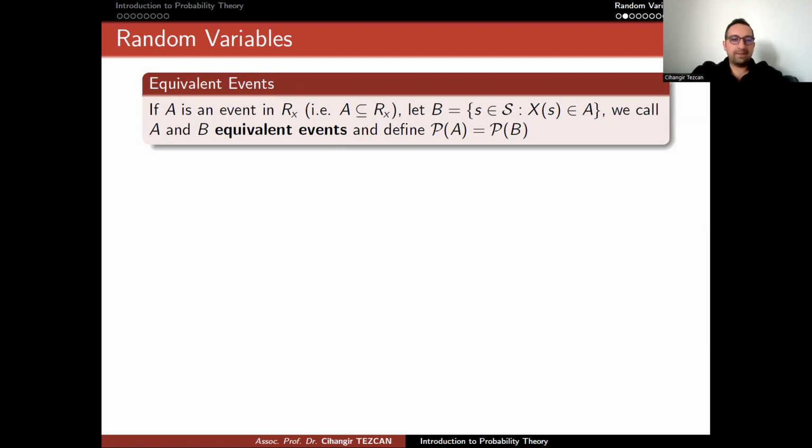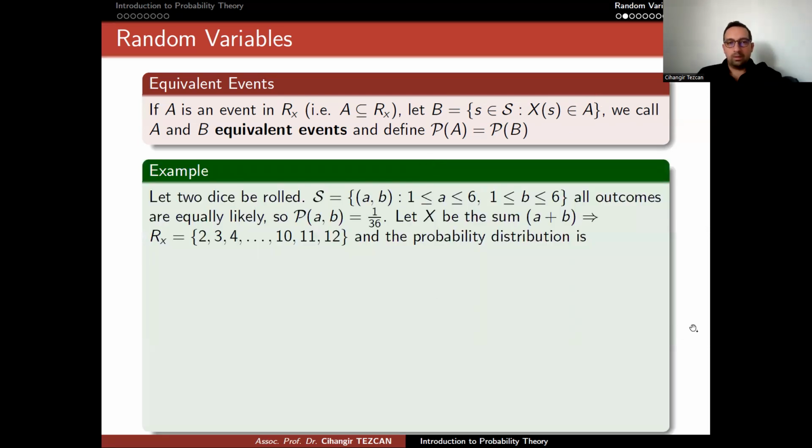Equivalent events. If A is an event in the range of X, so that A is a subset of this range, let B be the set consisting of elements s where X(s) is in A. We call A and B equivalent events and define P(A) equals P(B), because B is always this A. So let me give an example to explain the equivalent events.